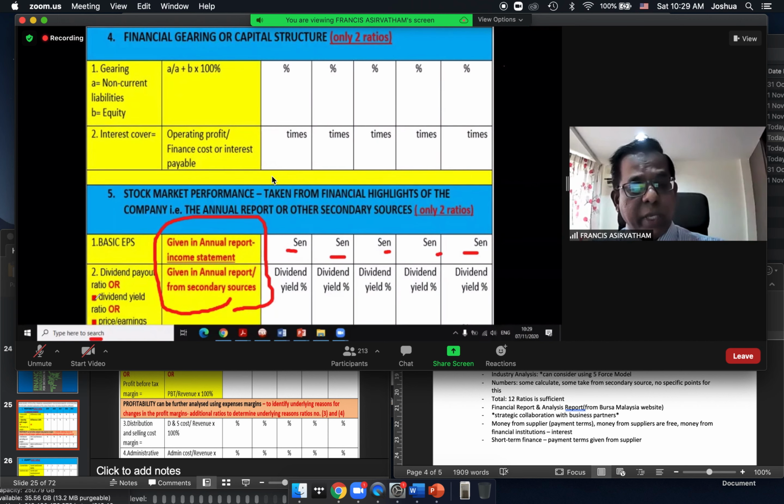All right, there I put yield, PE ratio, dividend payout ratio, all will be inside there. Just take the information and put it. Don't calculate. No extra marks given, even if you calculate.